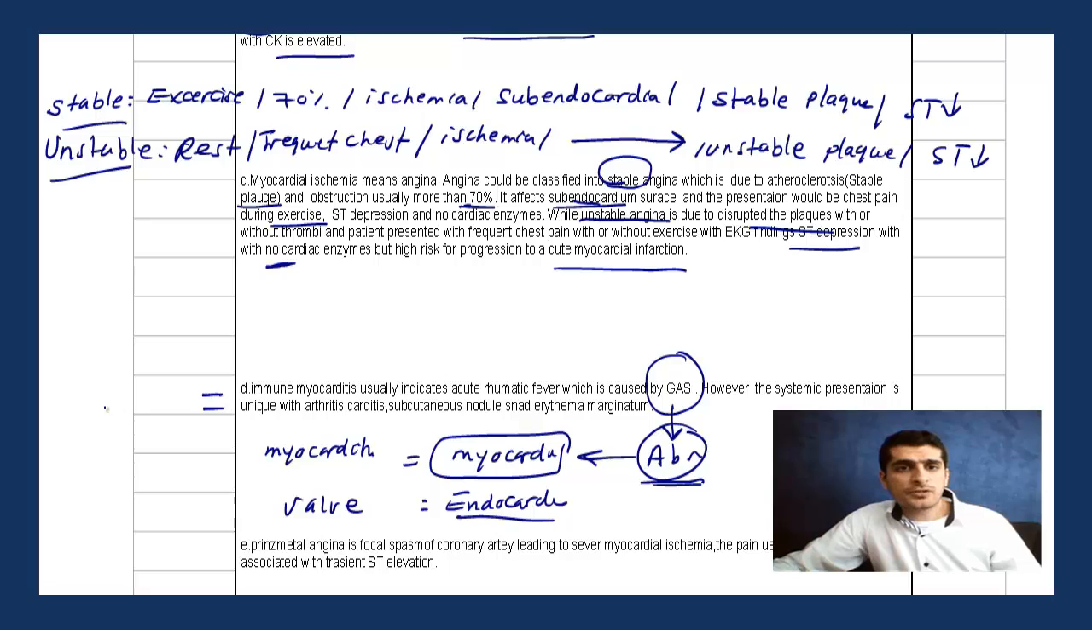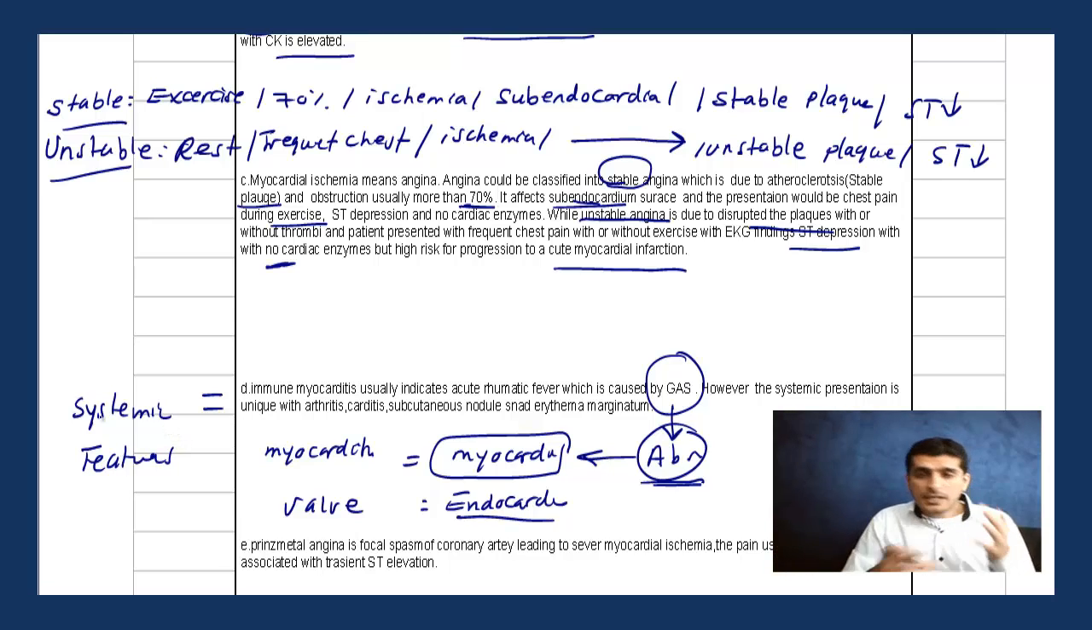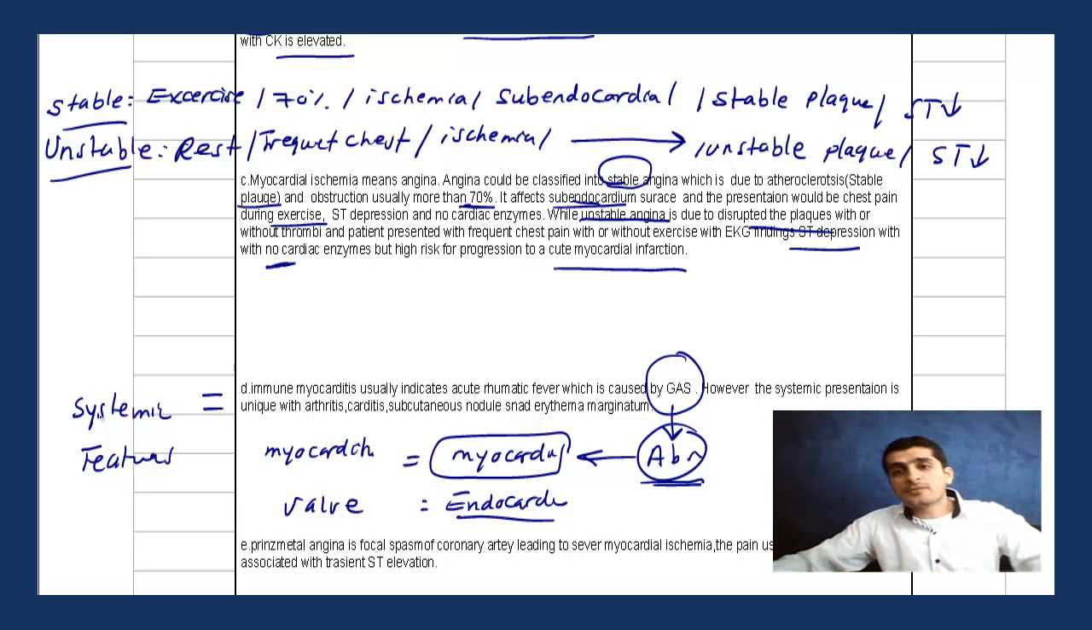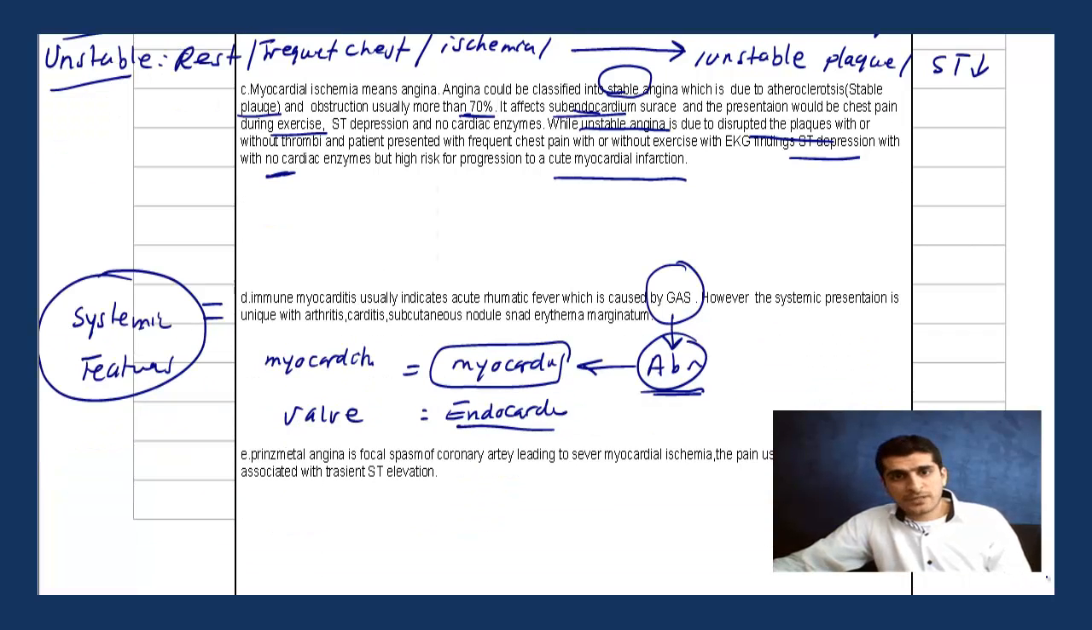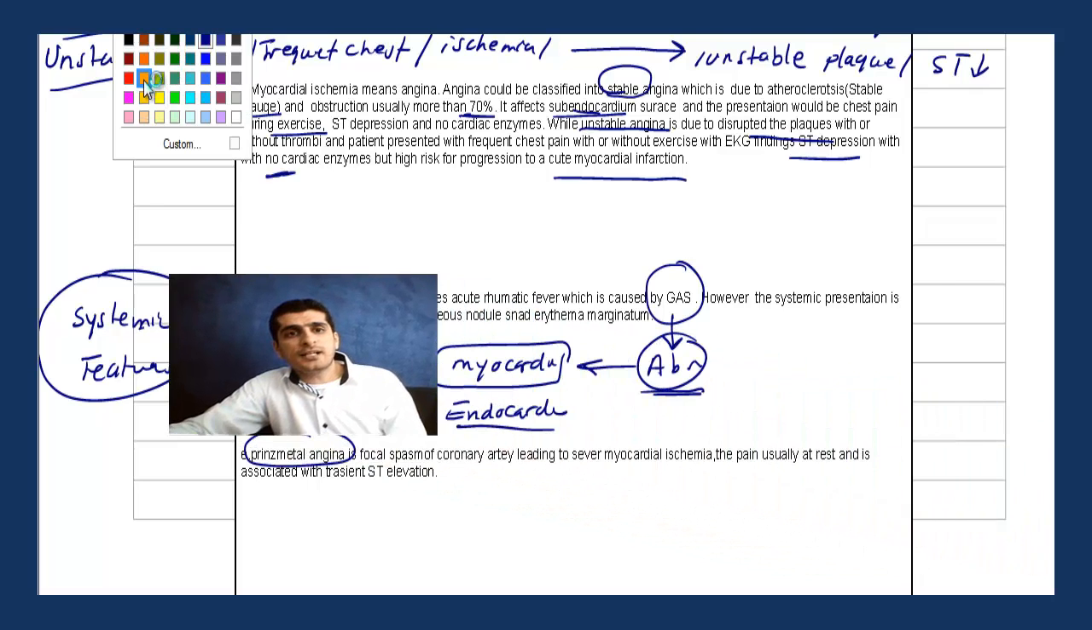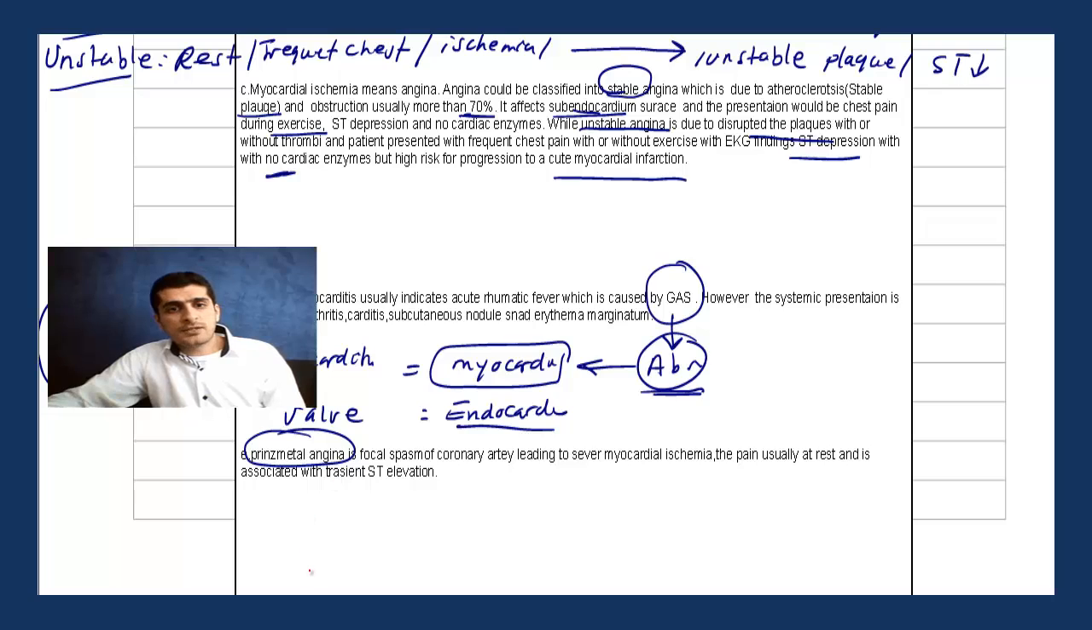Now here the big issue is you will see systemic features, which is very interesting. He has to tell you something about systemic features, like arthritis, subcutaneous nodules, chorea, erythema marginatum. So he has to give you something. I think this is really unique compared to other coronary artery disease. It's really not coronary artery disease. Now for Prinzmetal, which is really interesting, here guys, this is maybe the only time that past medical history will be different.